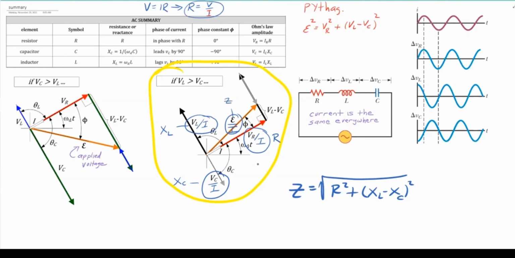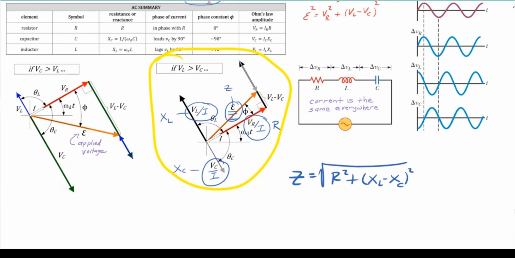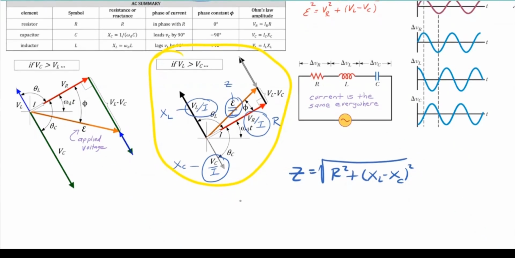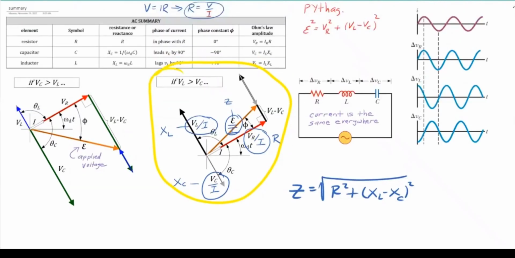Okay, so there, I didn't do anything to this phasor diagram other than divide through by I. So if I did this same Pythagorean theorem one more time, I would say, well, okay, I divided EMF by I, which is Z. Z squared equals R squared plus XL minus XC squared. And that's where you get basically impedance.